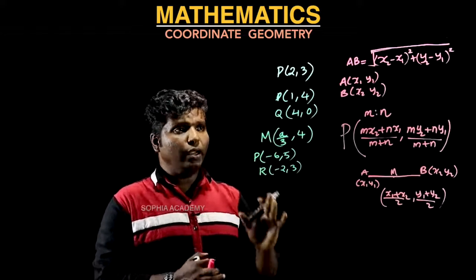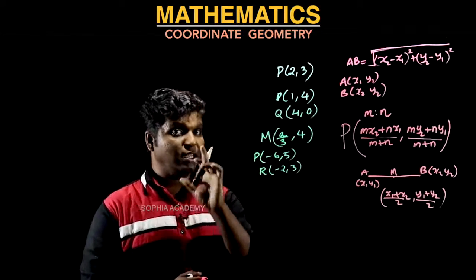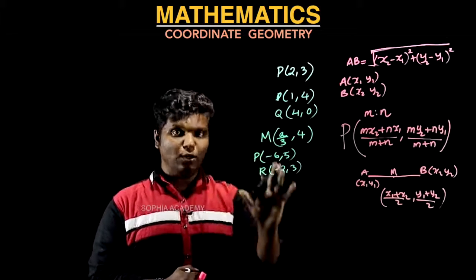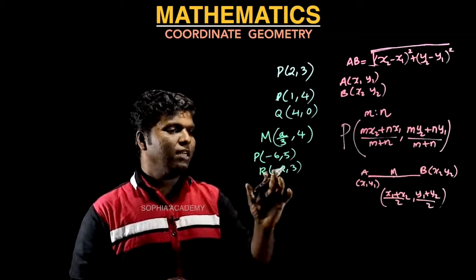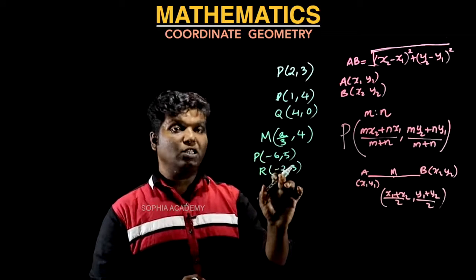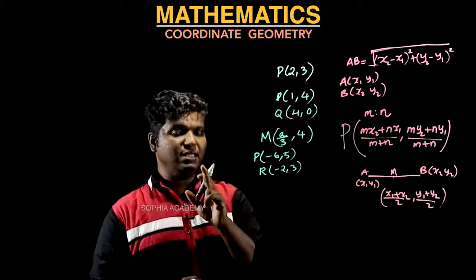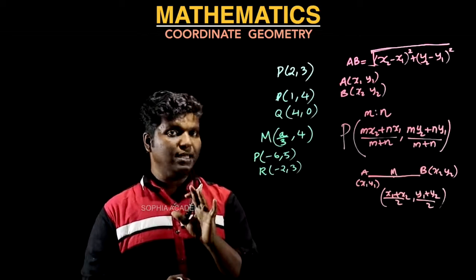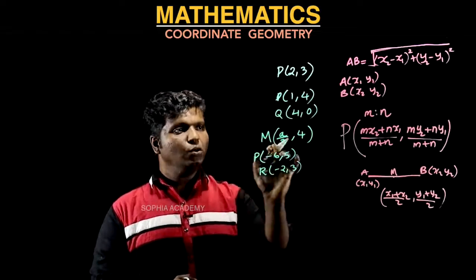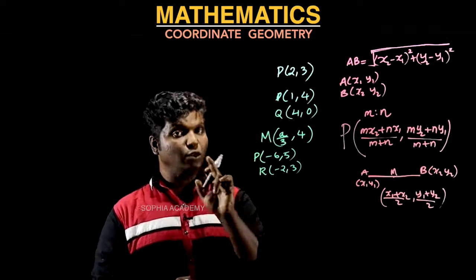Now tell me, in one step we are going to get this. I told you, in 1 minute you have to answer the question. That's what we are going to do right now. Tell me, minus 6 plus minus 2, adding together you will get minus 8. Half of minus 8, because you want to find the half, is minus 4. So actually this point is minus 4, that's the meaning.